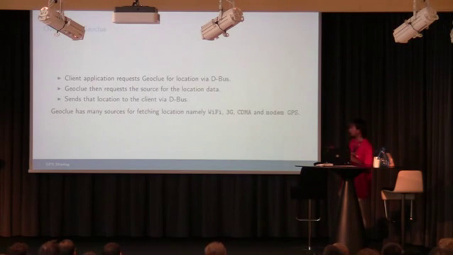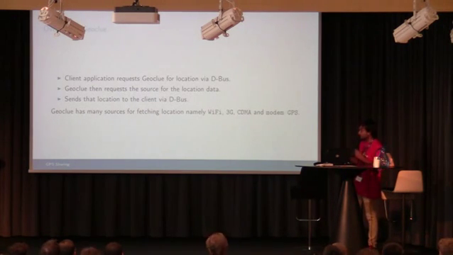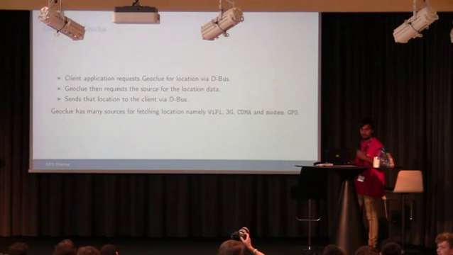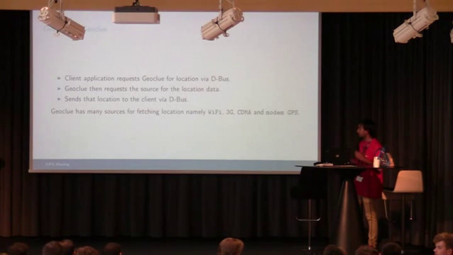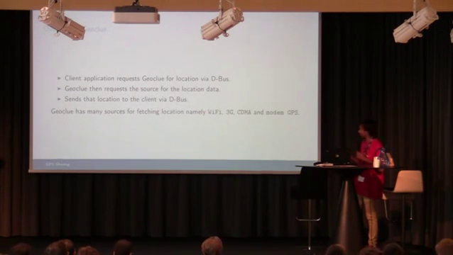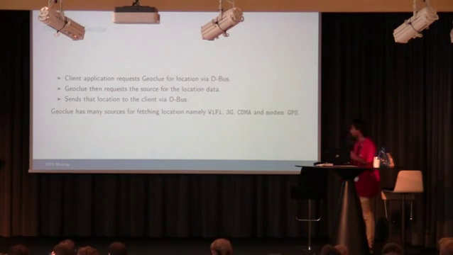So this is how it works. A client can be an application, maybe a map or another application, which requires the location at the moment. The client requests GeoClue via D-Bus, and GeoClue has several sources built in, such as Wi-Fi, 3G, CDMA, and modem GPS to find the user's location. GeoClue finds the location via a source and then sends it back to the client. In our case, it can be Google Maps.